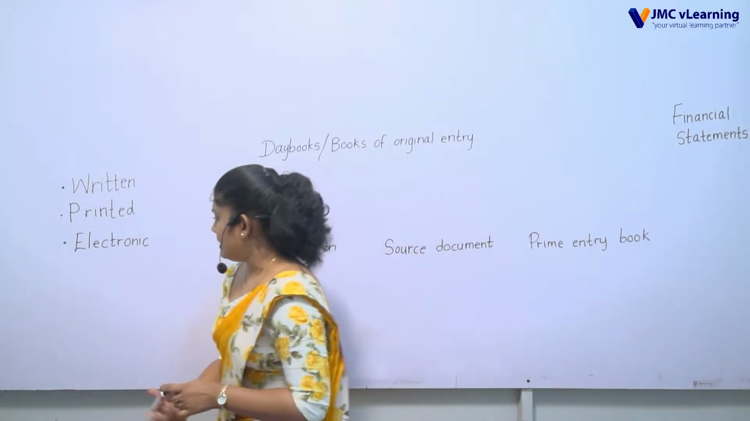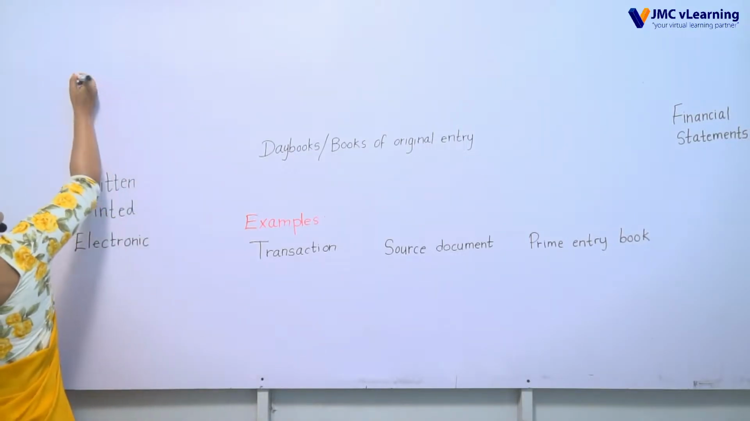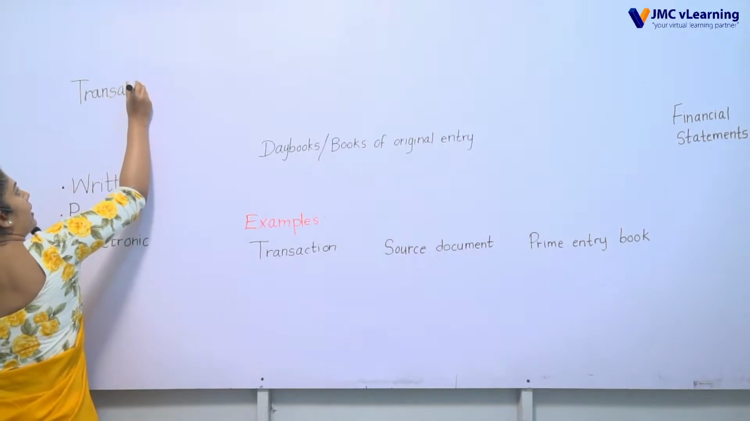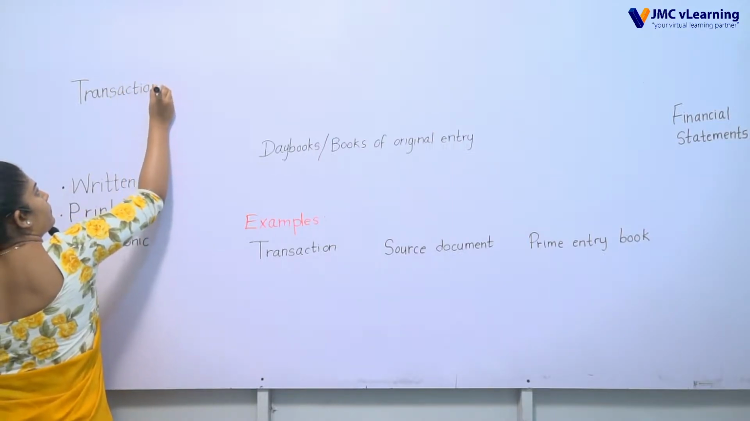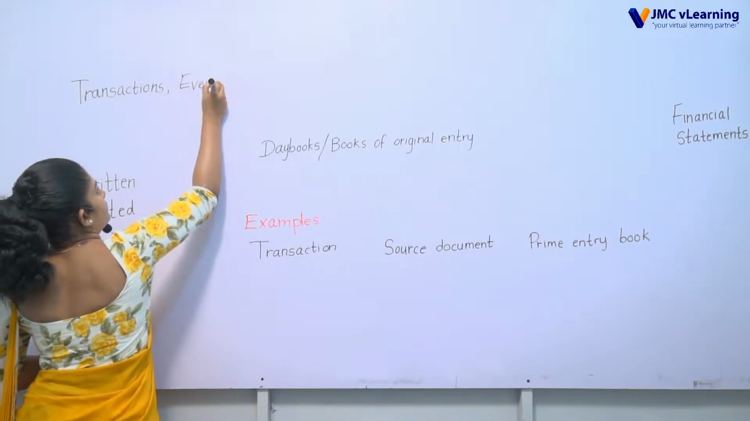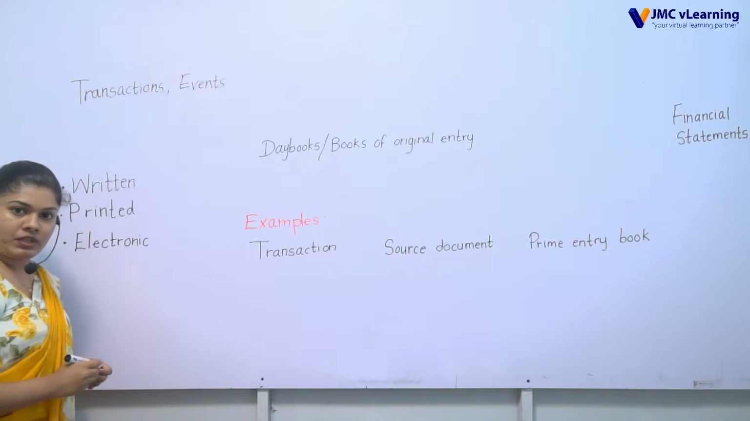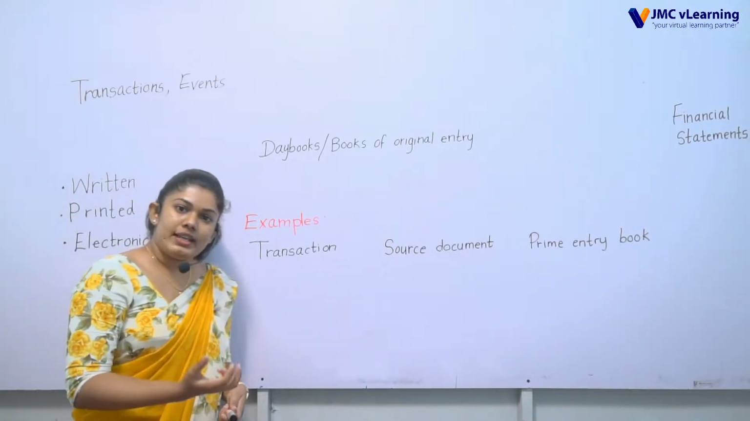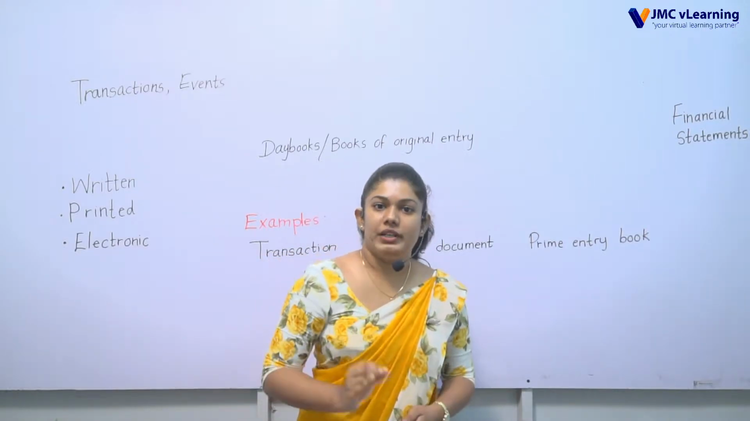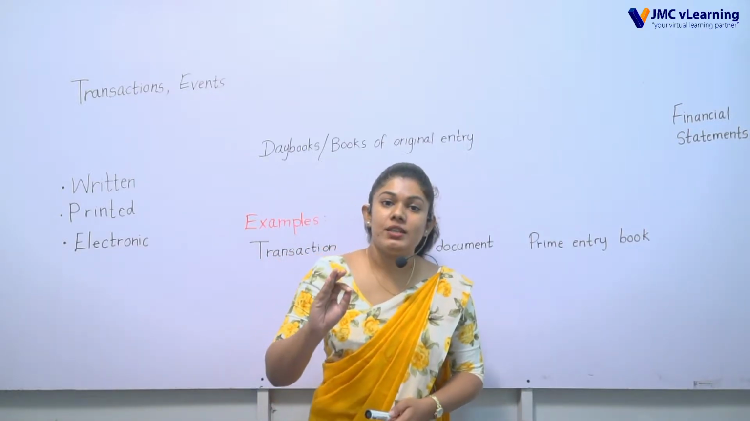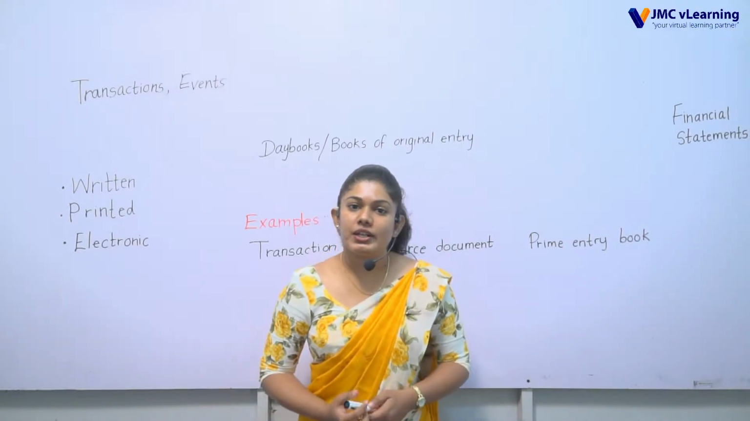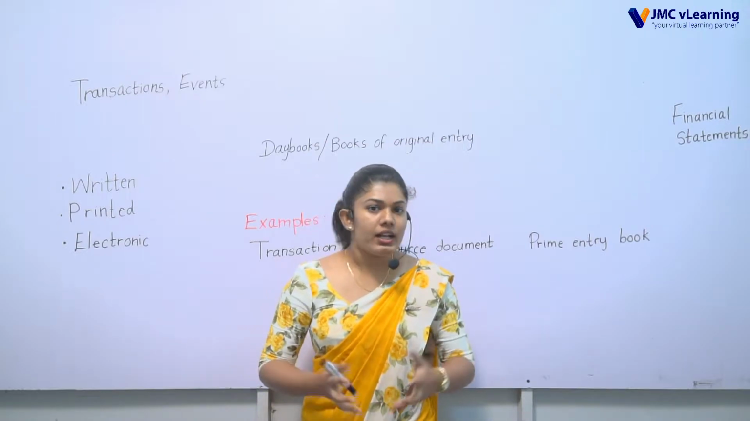So, in a business, transactions and events take place. When a transaction or an event takes place, there is a document, a special place where the evidence, the proof of this transaction is recorded. Think like this.